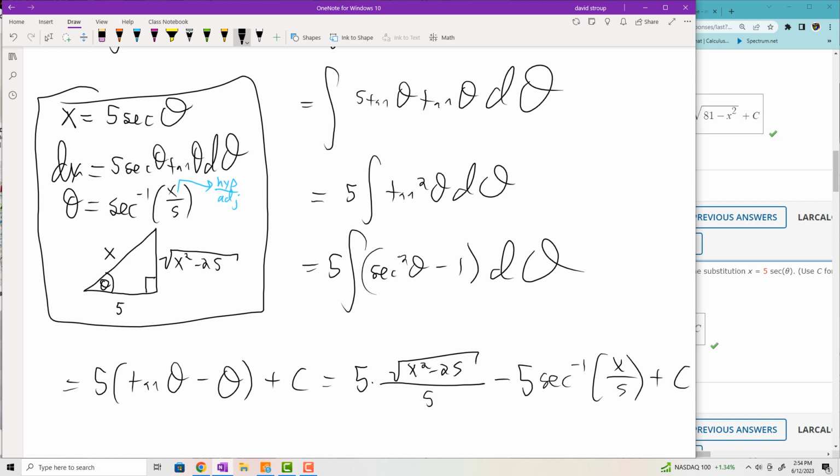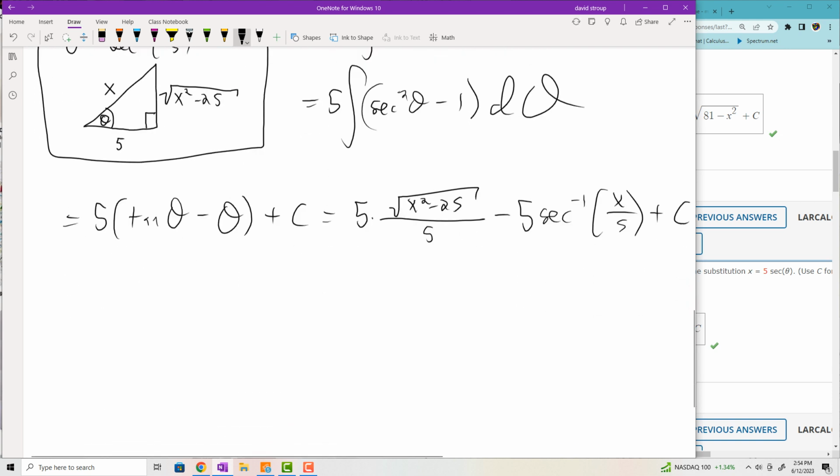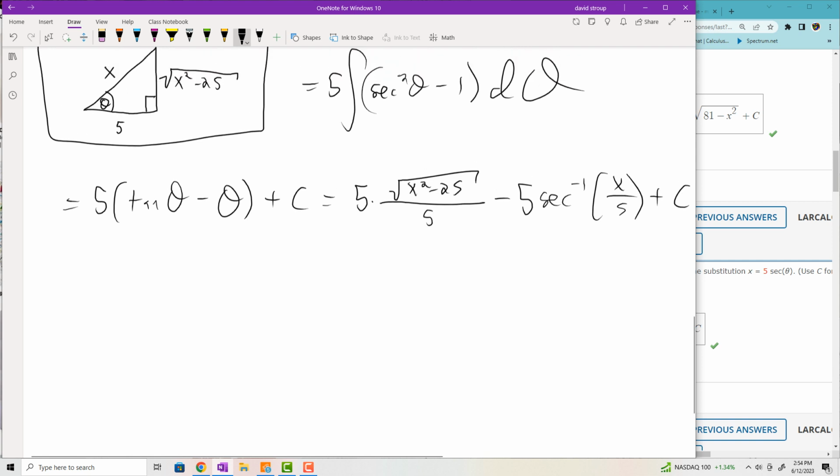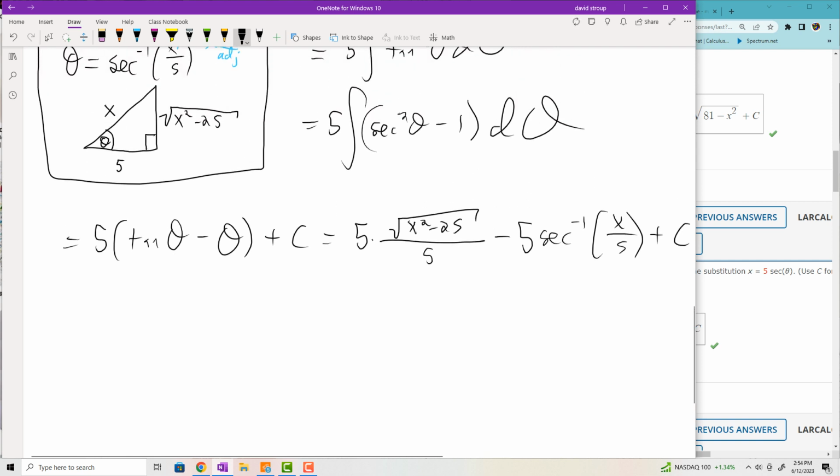So unfortunately, when you have the theta, you're kind of stuck with dealing with the inverse function. And yeah, so there it is. Okay. And then simplify the 5 over 5 is 1, but that's the idea.